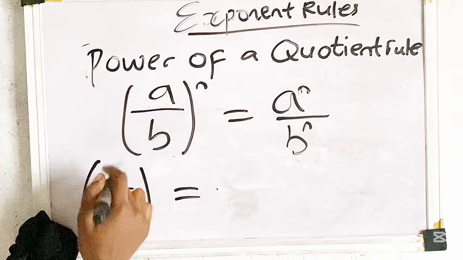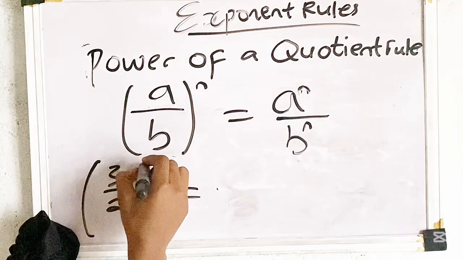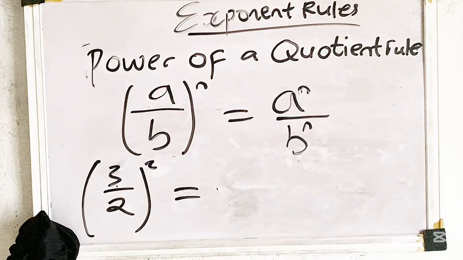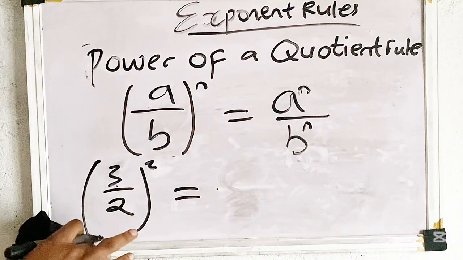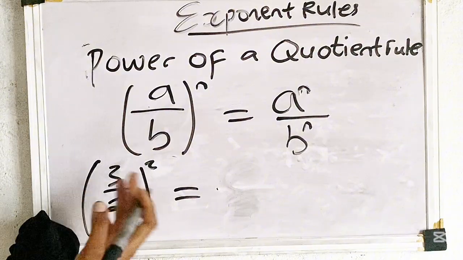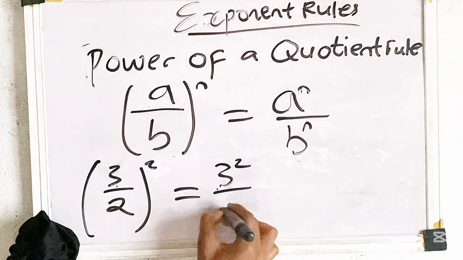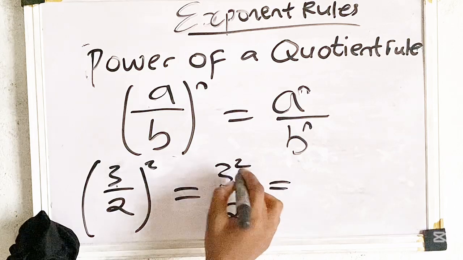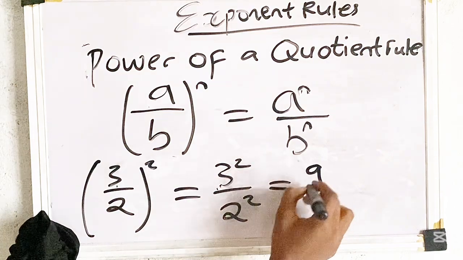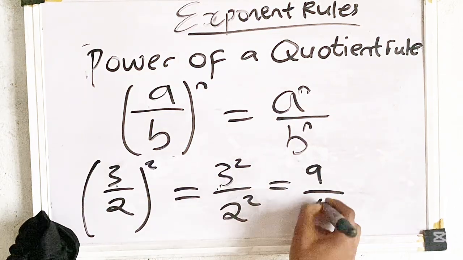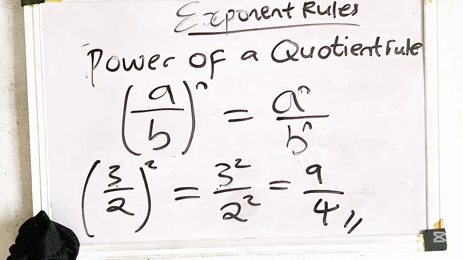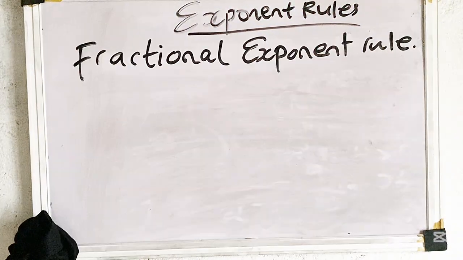Let's apply this in a real world application. Let's say we have something like this. Here it becomes 3 raised to the power of 2 over 2 raised to the power of 2. 3 times 3 will give us 9, over 2 times 2 becomes 4. So this is our answer.